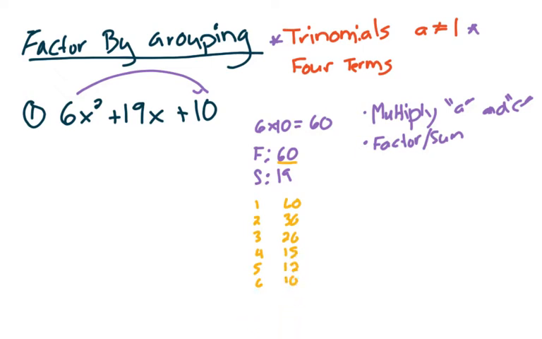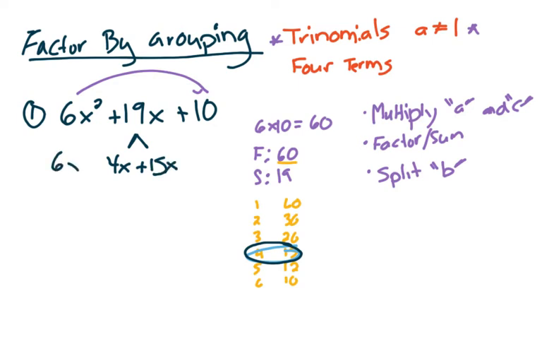So now here are all of the possible combinations that I could have. Which ones have a sum of 19? Would be 4 and 15. So the next thing we're going to do is split our b term. I'm going to split this into a 4x plus a 15x. I can bring down the other two, so I still have a 6x squared, and I still have a plus 10.